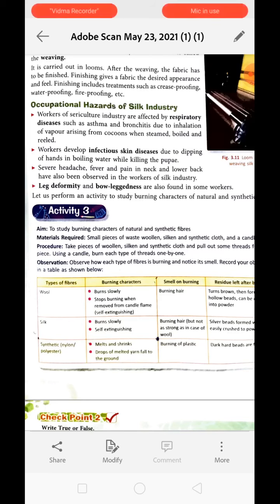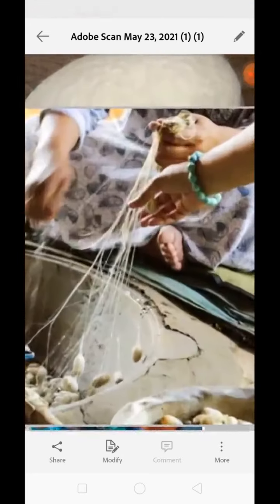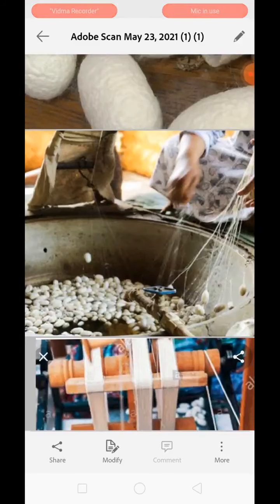Now, workers develop infectious skin disease due to dipping of hands into boiling water while killing the pupa. You can see the workers are collecting it with the help of their hands. They need to continuously dip their hands into the water so that they can pick the filaments of the cocoon. Because of this, infectious skin disease may take place in their body parts. Severe headache, fever, and pain in the neck and lower back are very common in this area as well. Leg deformity and bow-leggedness are also found in some of the workers.